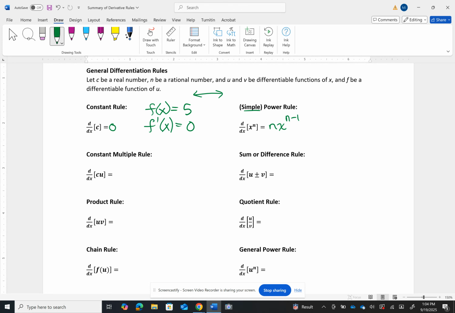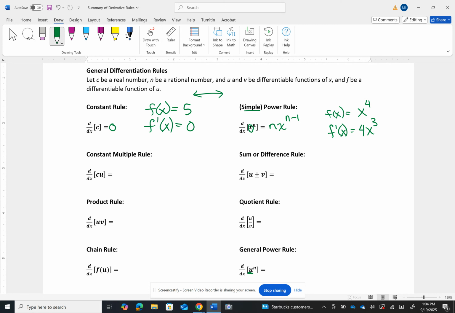There's going to be one that has an extra little piece to it when you're doing the general power rule, when the function maybe is not as easy as just x. But anyway, for an example, if you have a function like x to the 4th power, then what this is saying, to get the derivative, you bring the 4 down, and then you subtract 1 from the exponent, and that's going to be the derivative of the function.